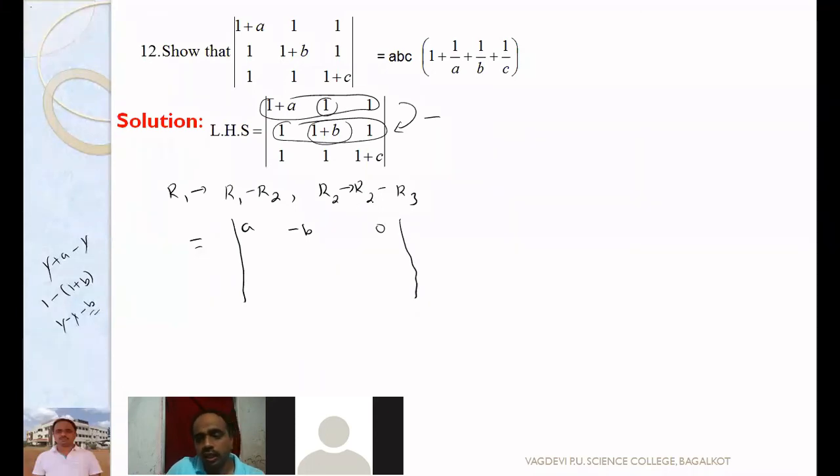Then similarly, R2 minus R3. R2 is here and R3 is here. I will put an arrow mark here. R2 minus R3. So R2, first element is 1. R3, first element is 1. What is 1 minus 1? 0. Next, 1 plus B minus 1. What is 1 plus B minus 1? Go to the margin. 1 minus 1 cancelled. Answer is B.